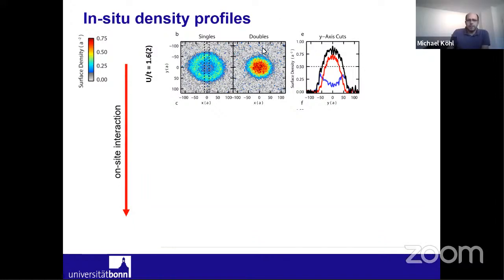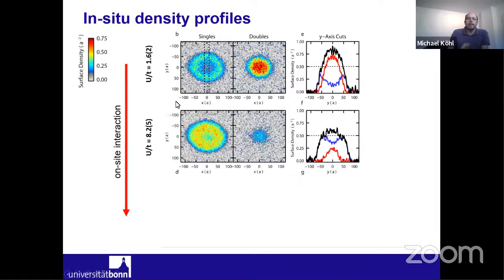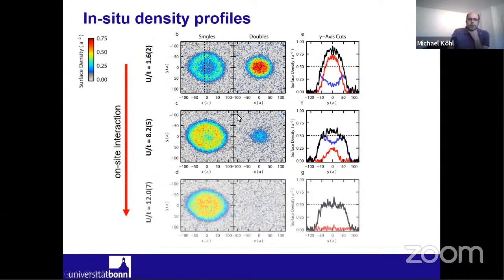Okay. Now, if we increase the interaction strength, so now this is a ratio of interaction energy to kinetic energy of 8 rather than 2, then we see that we dramatically reduce the amount of doubly occupied sites and blow up the region of singly occupied sites, because the particles have to go somewhere. And if we go even further, say to a ratio of 12, then the doubles are gone all the way to 0, and we only have singly occupied lattice sites.